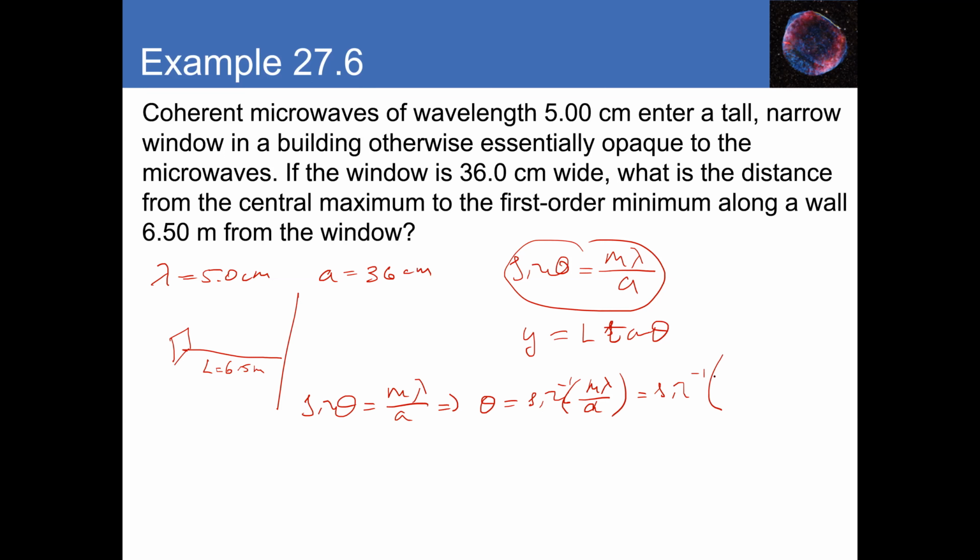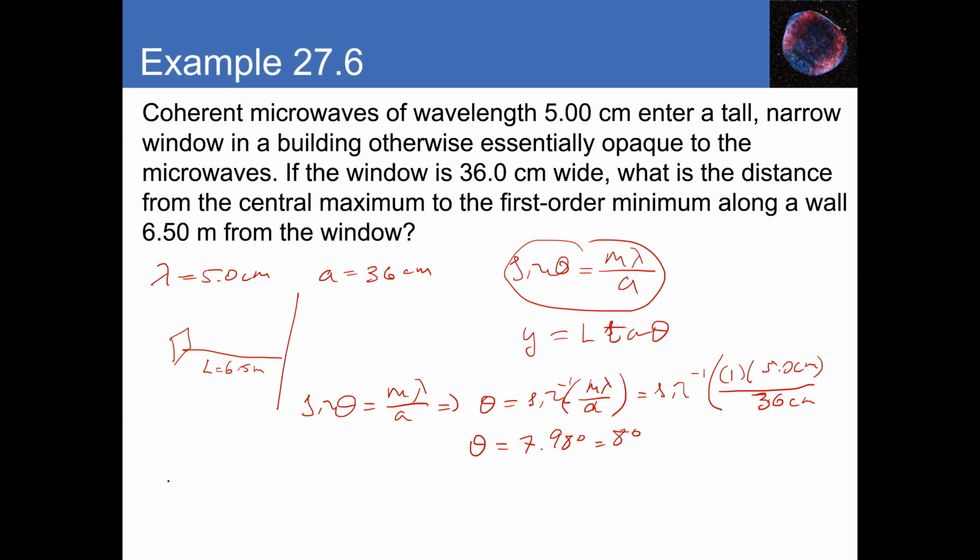Well, the first order, remember, in this case is just 1, then times the wavelength. I can keep it in centimeters because the other one is also in centimeters. Oh, sorry, other way around. This is 5 centimeters, and this is 36 centimeters. Okay. So we find theta to be 7.98 degrees, or let's say 8 degrees.